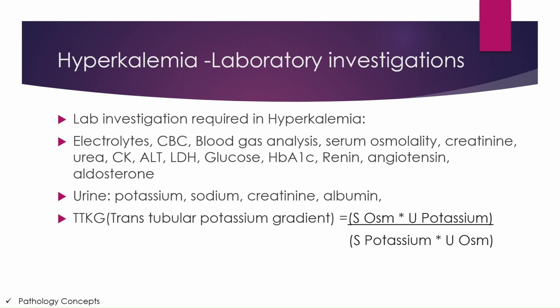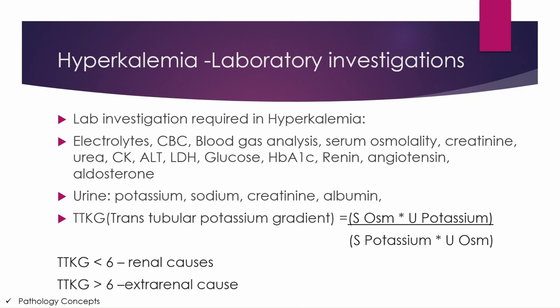The calculation for TTKG is serum osmolality times urine potassium, divided by urine osmolality times serum potassium. If TTKG value is less than 6, then it shows hyperkalemia due to renal causes. But if TTKG value is more than 6, then it shows hyperkalemia due to extrarenal causes.